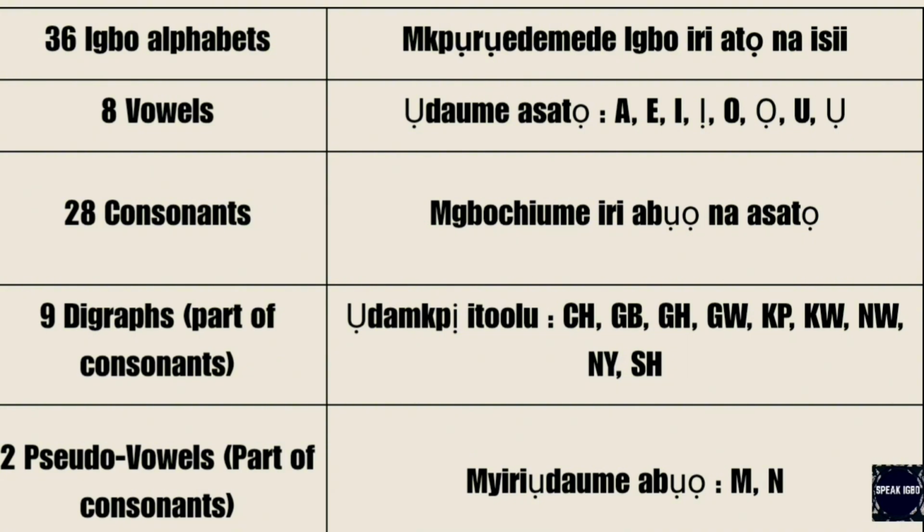And 2 pseudo-vowels, which are also part of the consonants. Pseudo-vowels in Igbo are called Nyiri Udume, like vowels' look-alikes. Me and Ne are the pseudo-vowels. I'm going to make a separate video about Me and Ne later on. However, the digraphs, they are 9. As we delve into the video, we'll see how we use this Igbo alphabet.